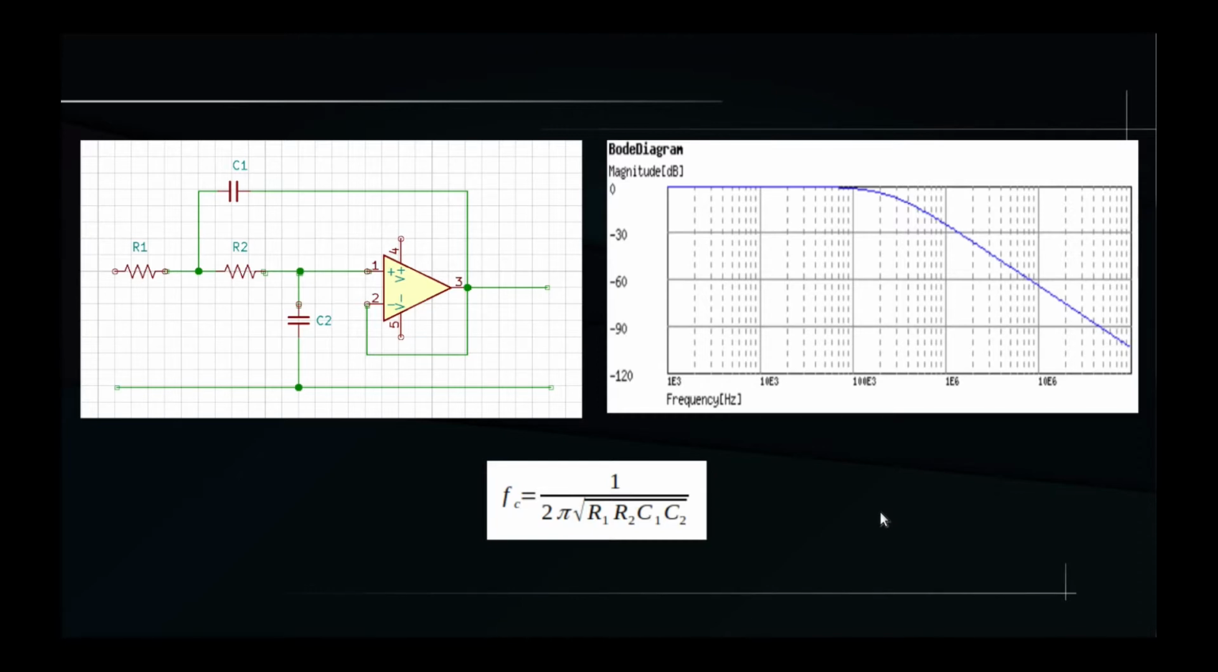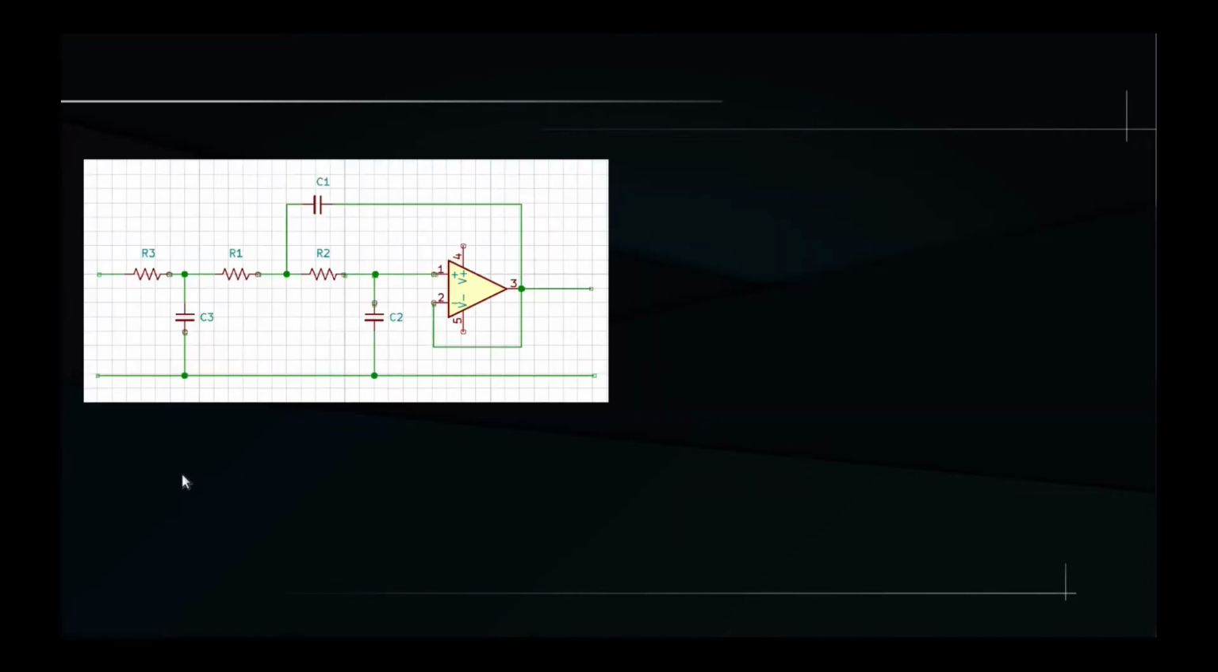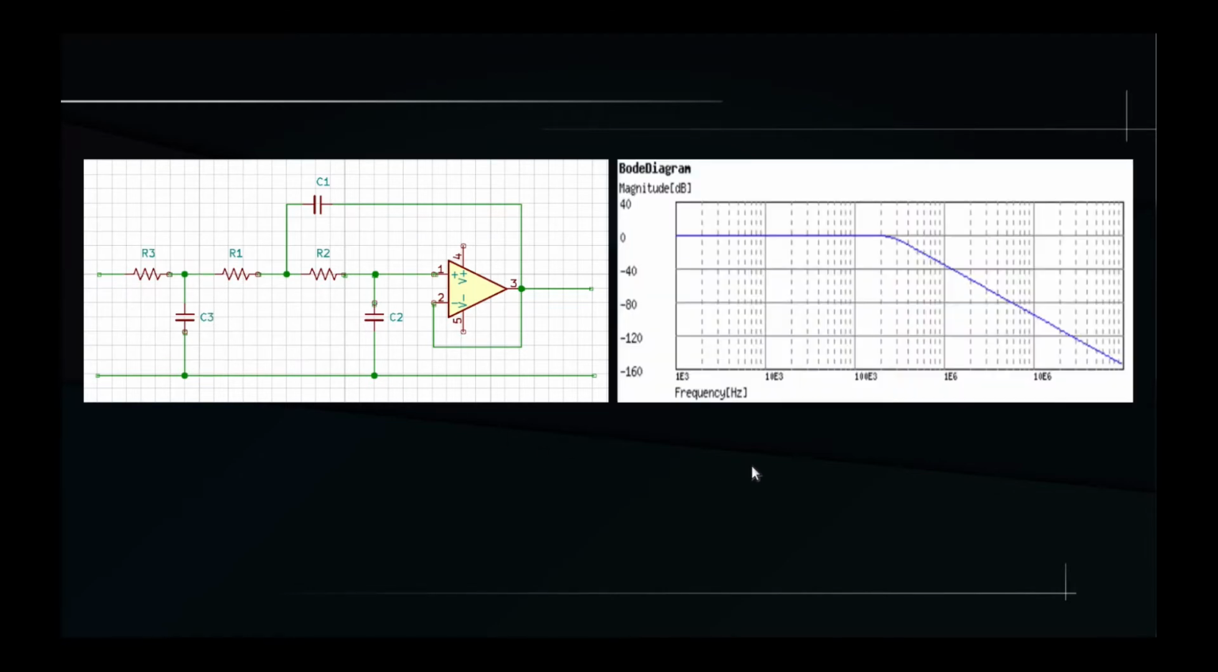The next step to obtain the third-order filter is to add one last low-pass filter stage to the schematic, which now resembles the previous schematic but with the addition of R3 and C3. Notice how the slope of the Bode diagram has increased even further, and this is the effect of having 3 low-pass filters acting in concert on the signal.